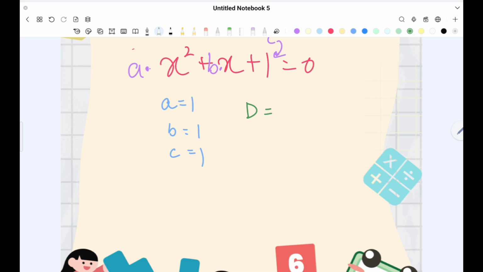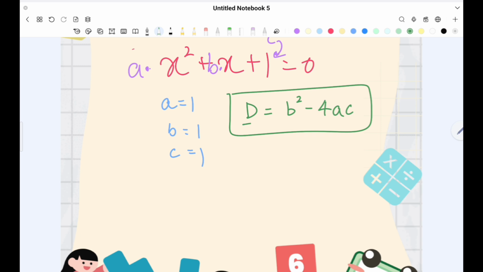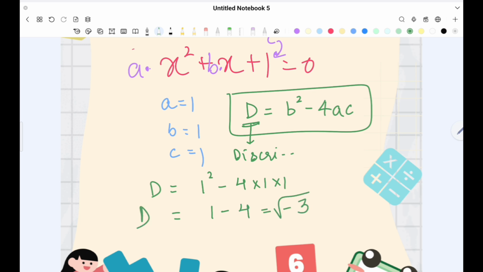D is equal to b square minus 4ac. First you have to find out D, which is the discriminant. D is equal to b square minus 4 into 1 into 1, which is 1 minus 4, which is minus 3, under root.